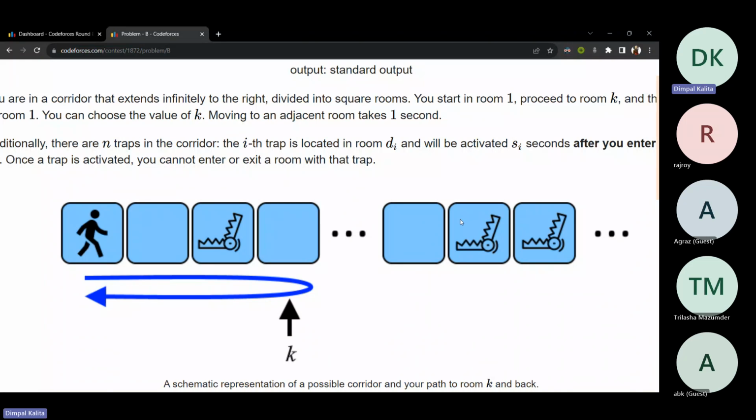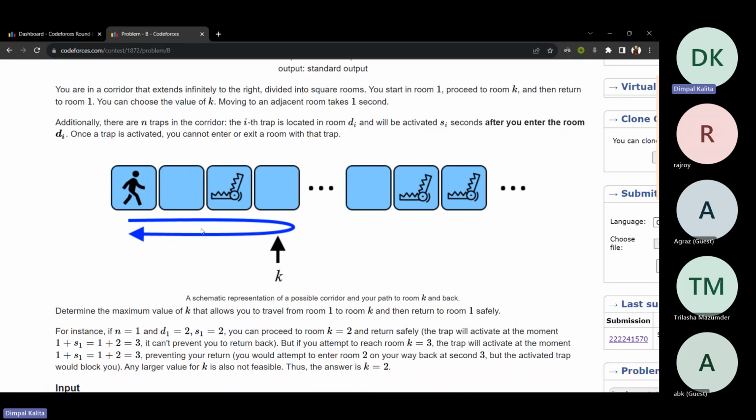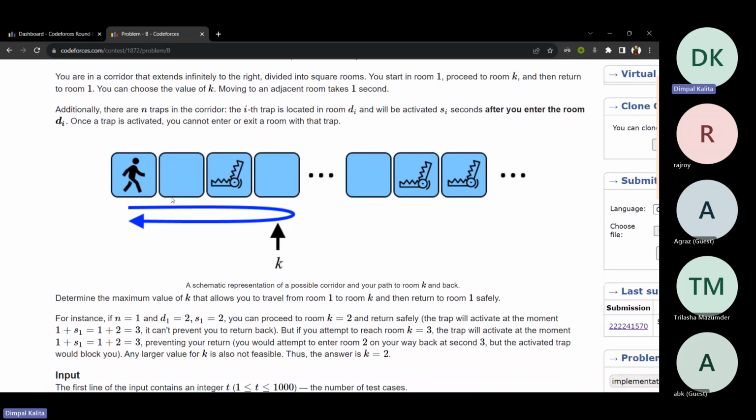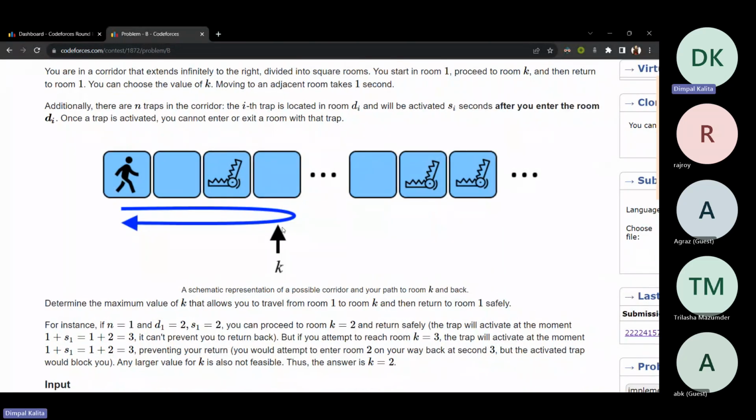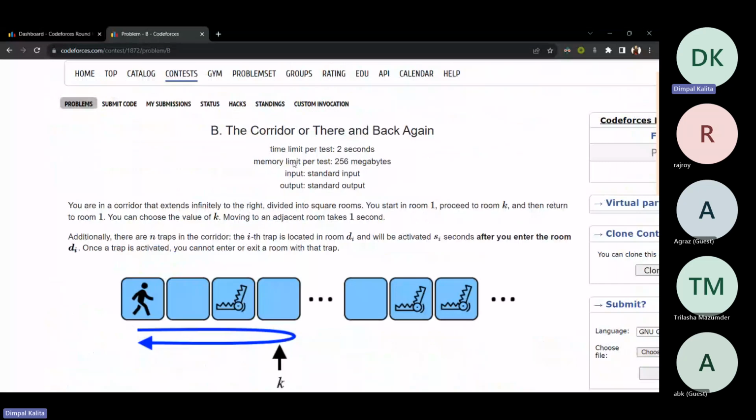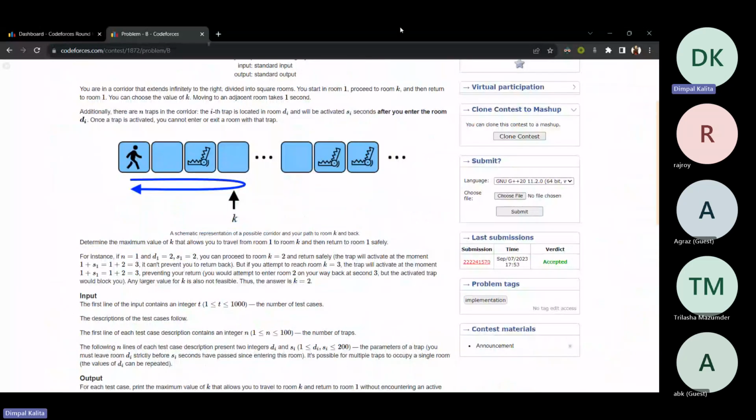Okay, this thing is monitoring. So what I did was a binary search on the value of k. I am checking if I can go till this square and return back here before triggering the trap. Okay, let's look at the code. It will be clear.